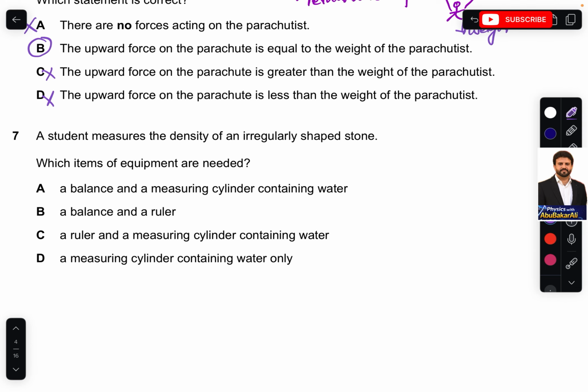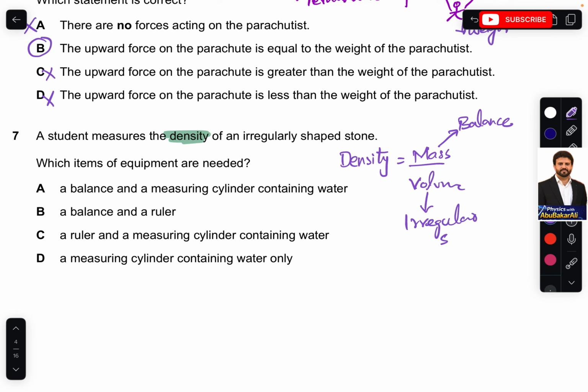Question 7. A student measures the density of an irregular shaped stone. Which items of equipment are needed? First, you always have to check what you have to find. You have to find density. What is the relation for density? For density, you need mass and volume. For mass, you need a balance for any type of mass. But for volume, this is an irregular shape object, so for an irregular shape object you need a measuring cylinder. If it is a regular shape object, then you use a meter rule. So which option is correct?